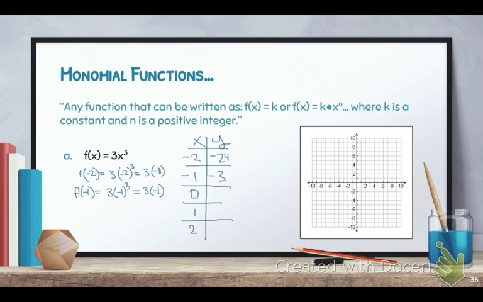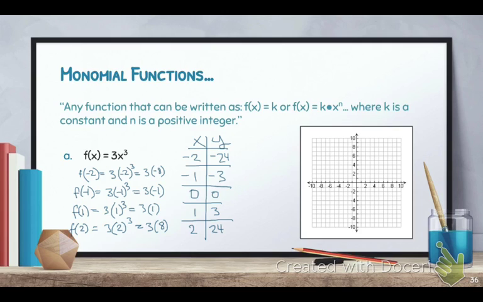If I plug 0 in, it would be 0, right, because 0 to the third power is still 0, and 0 times 3 would still be 0. So now we can do f of +1. So 3 and 1 to the third power. So it would just be 3 times +1, which is +3. And then we do f of +2. So 3 times 2 to the power of 3, which is equal to 3 times 8, which is +24.